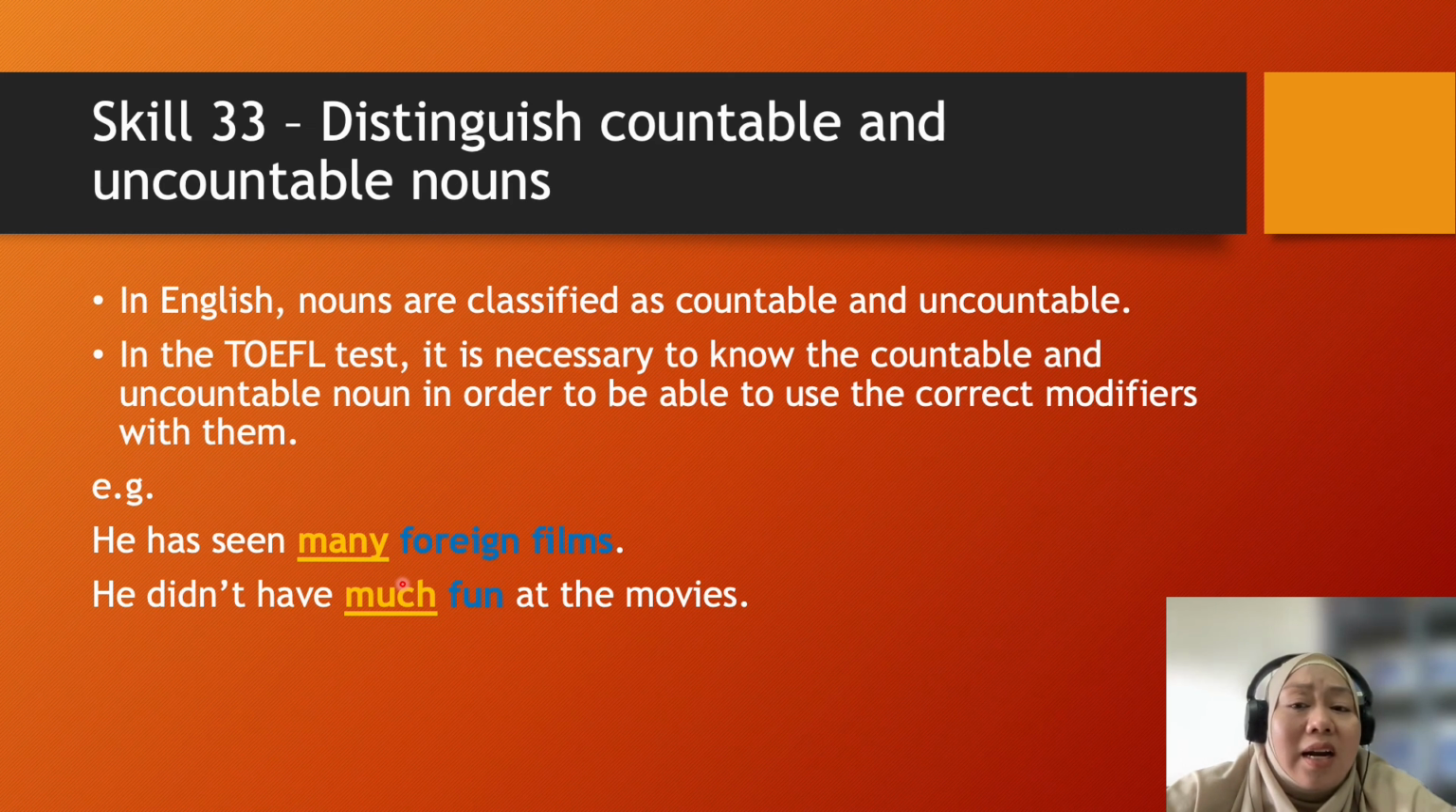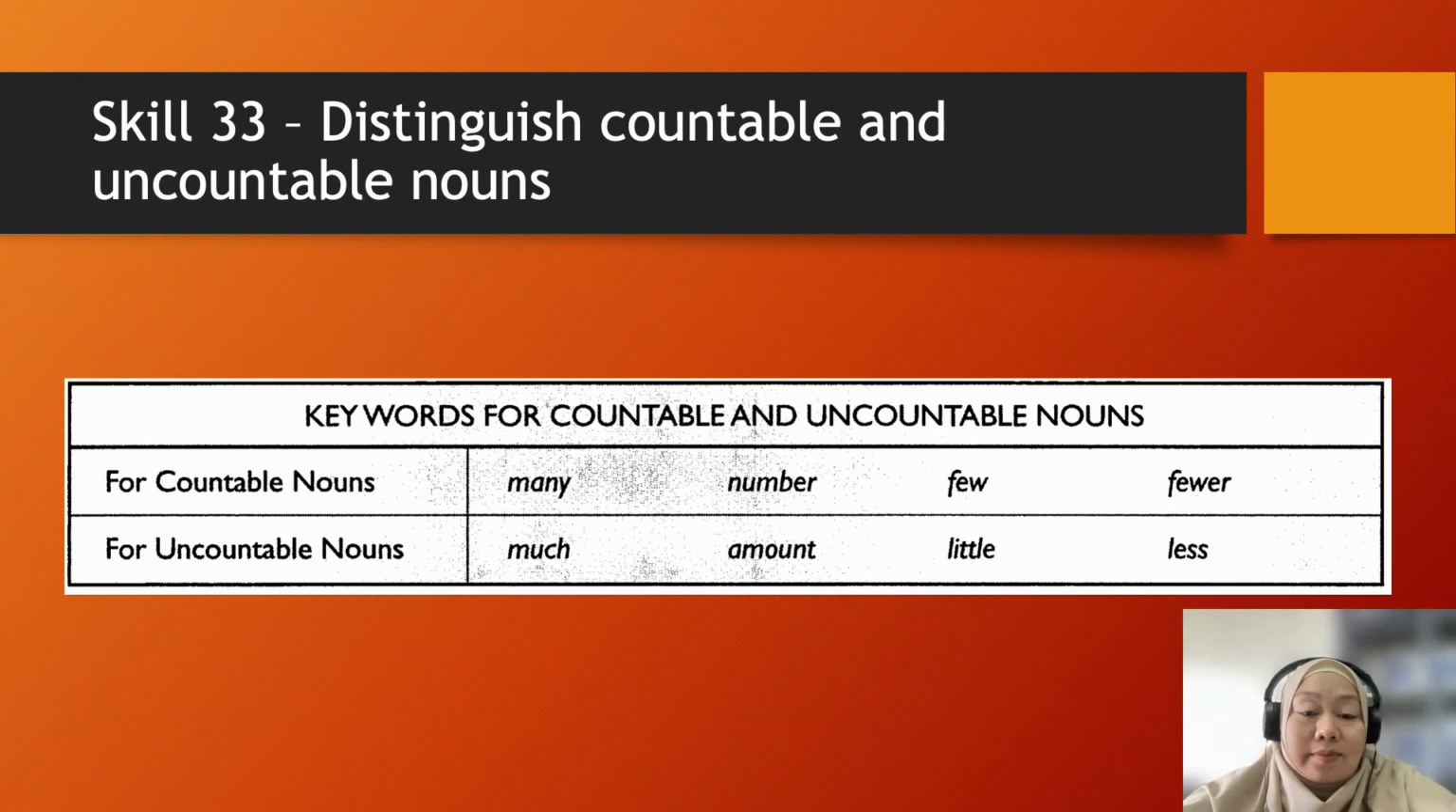Okay, so what are the modifiers for uncountable nouns? All right, here are some modifiers of countable and uncountable nouns. For countable nouns, we use many, number, few, and fewer. Okay, many, number, few, and fewer. Okay, that's for countable. What about for uncountable? For uncountable nouns, we use much, amount, little, less.